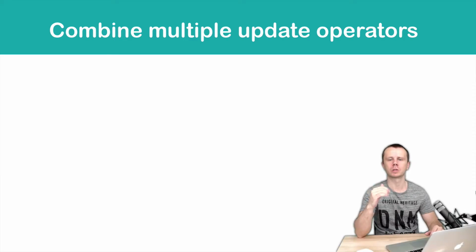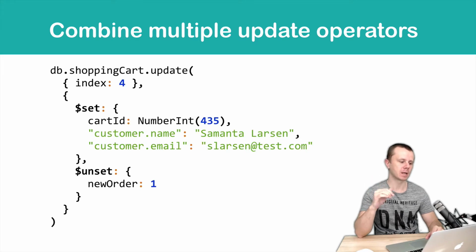Before moving on to the next operators, let's discuss one more thing. It's a combination of several operators just in one update request. That's possible, and let's look at an example. In this example, we use set and unset operators, and both of them are included into the update object. Here it is. It's a second argument of the update method.